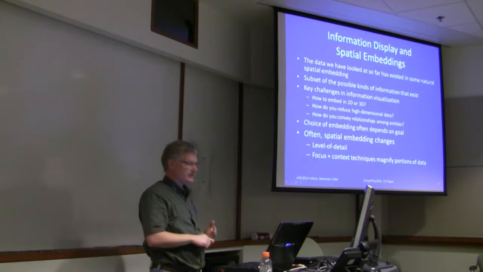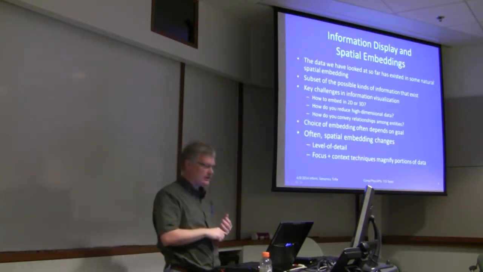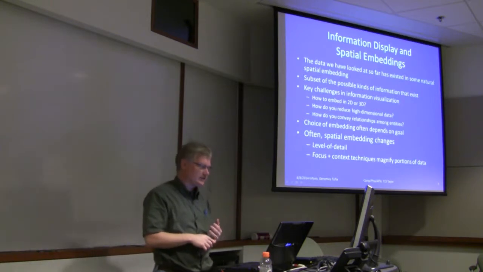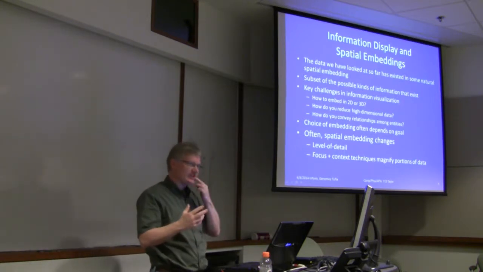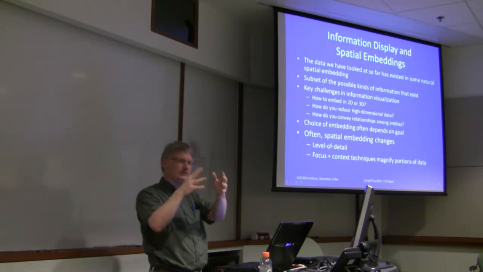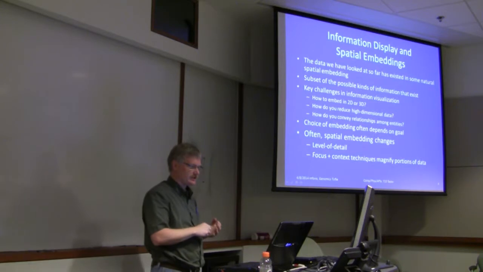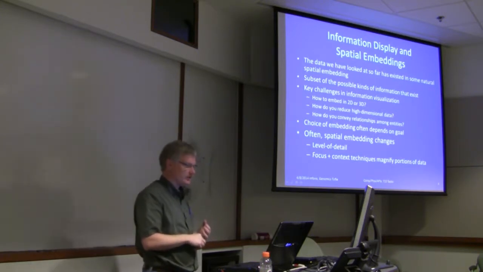So key questions for me are how do you embed this data from high D into 2D or 3D? How do you reduce high dimensional data? In other words, there's the dimension that it lives in, and there's also the number of values. We looked at multivariate visualization before. This is multidimensional visualization, and how do you convey relationships.